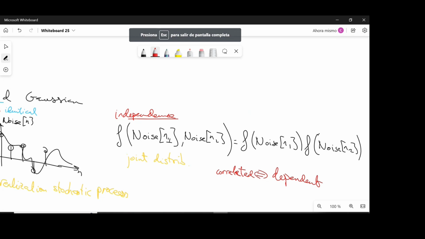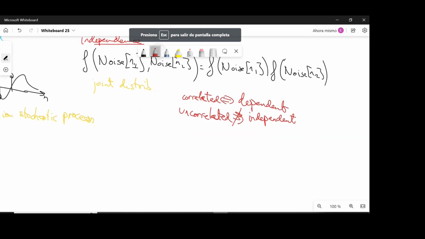And the other way around. If it is dependent, it is correlated. If it is uncorrelated, it does not mean that it is independent. The other way around is that. So in this direction it works. So if something is independent, it is uncorrelated.